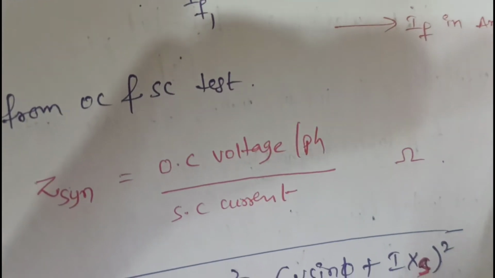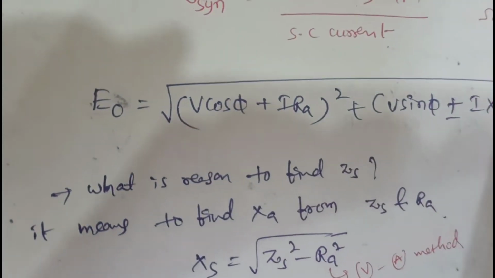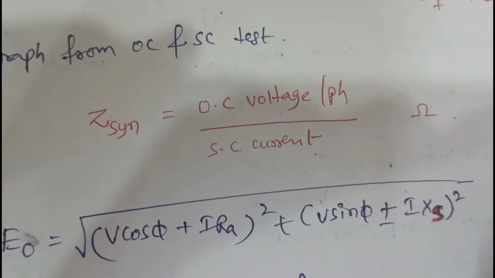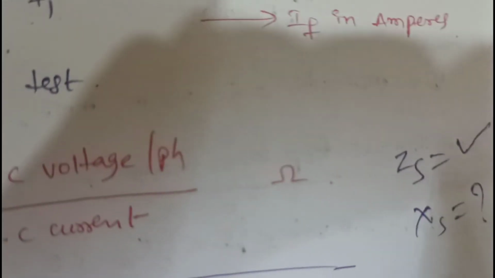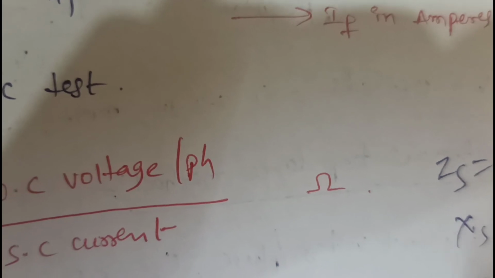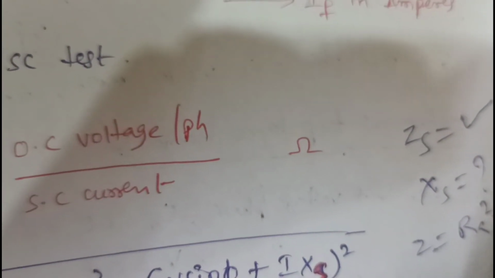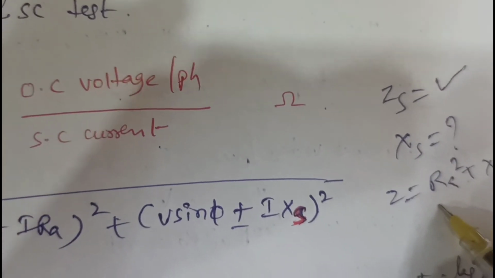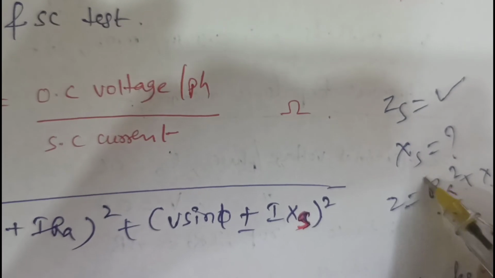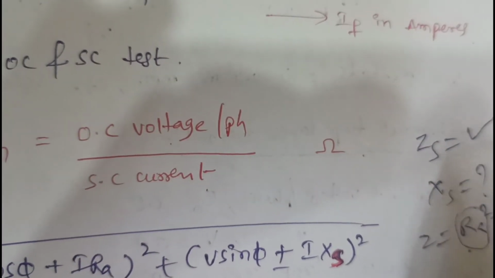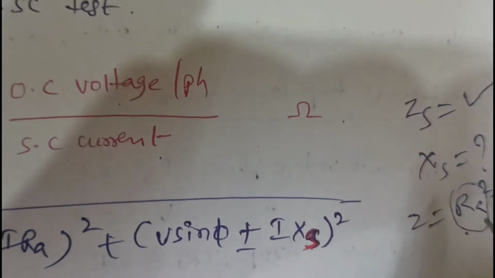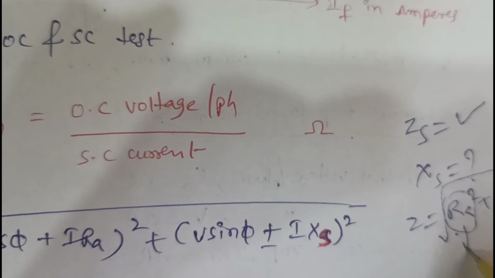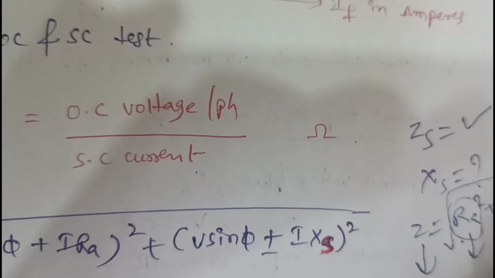Finally, how to find the XS? You know the basic formula: Z is equal to the square root of RA square plus XS square. RA means armature resistance. This armature resistance is found from the voltmeter and ammeter method. So in this formula you know the RA value and you know the Z value, so simply find the XS value.